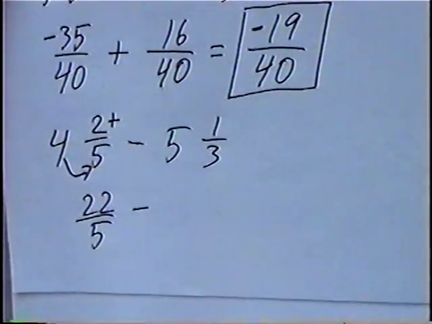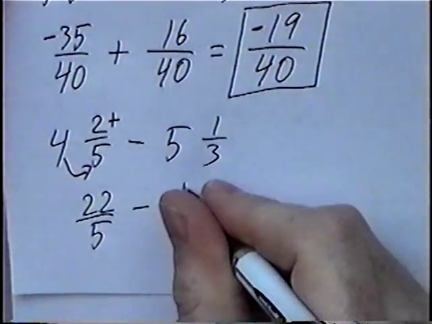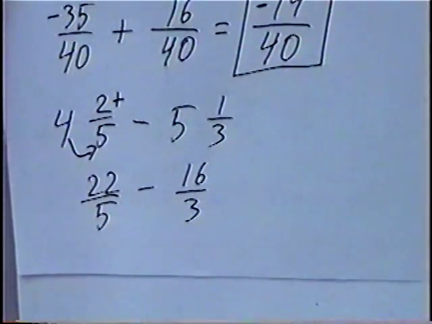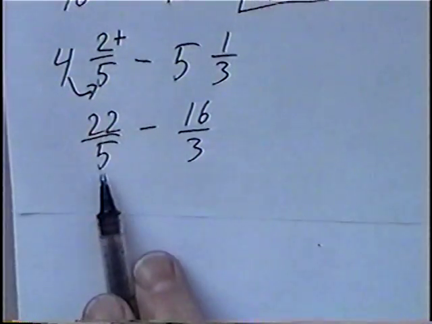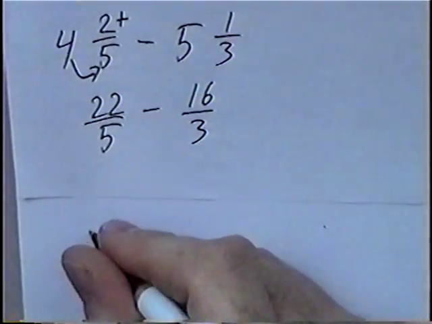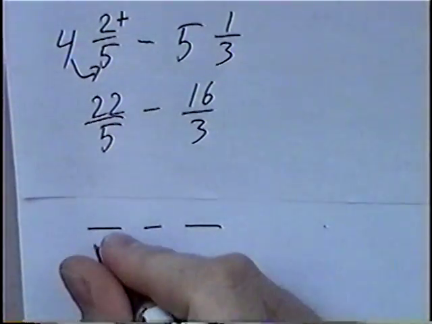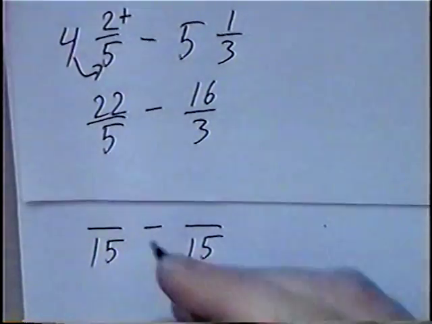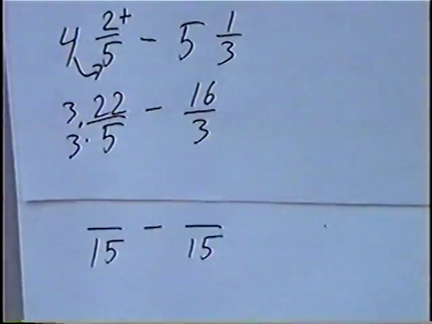Minus 5 and 1/3 would be 5 times 3 is 15, plus 1 more is 16, so we'll have 16 over 3. Solving from here, we want common denominators between 5 and 3. The common denominator for 5 and 3 would be 15. So the first fraction, we can multiply the numerator and denominator by 3.